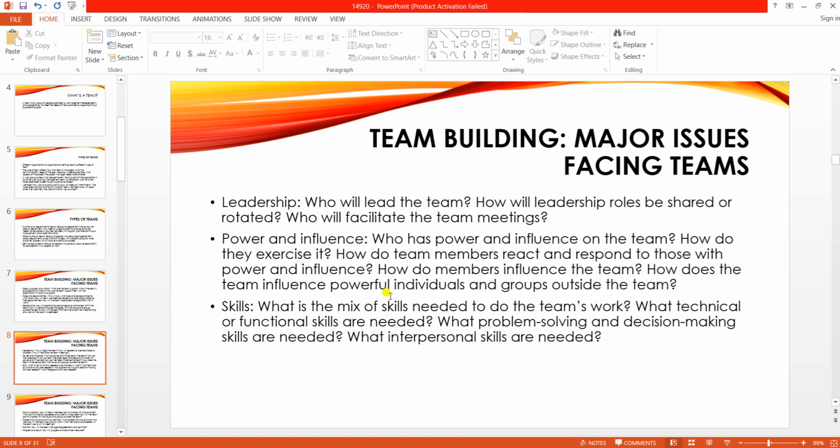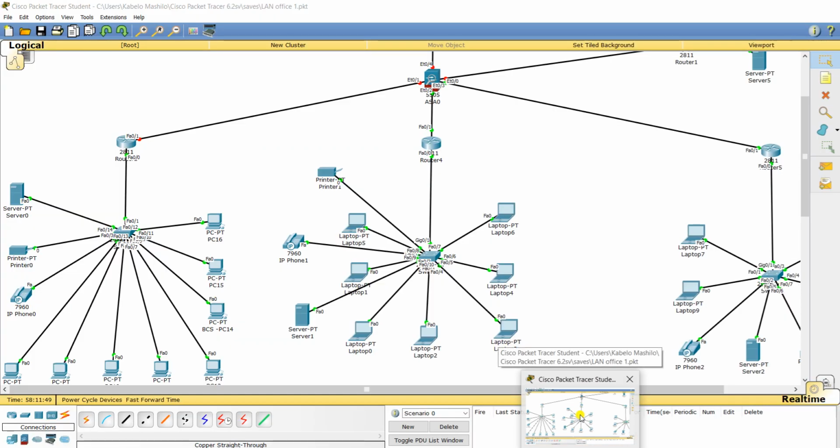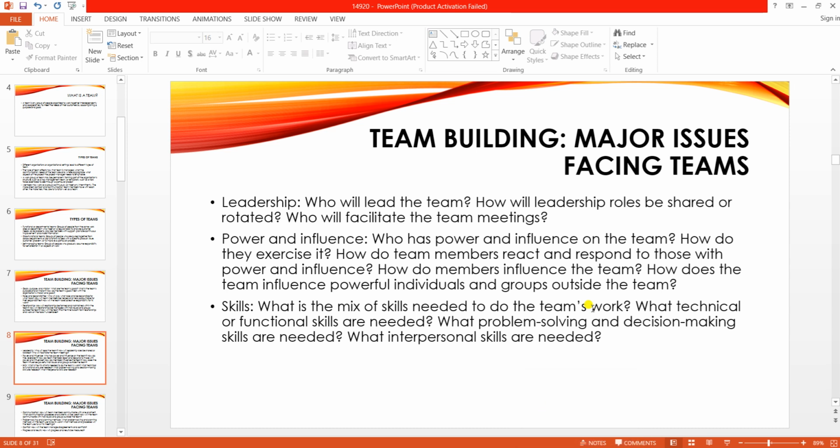So positively, it could be that now we need to add certain workstations within LAN 1, and members are not happy with that decision, because adding them can come with costs, and given the low budget the team was given, the team might have a negative influence towards each other and those kinds of things. So now it depends. And how does the team influence powerful individuals and groups outside the team? That also is very, very important.